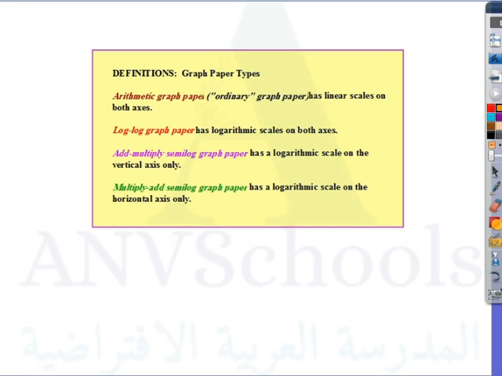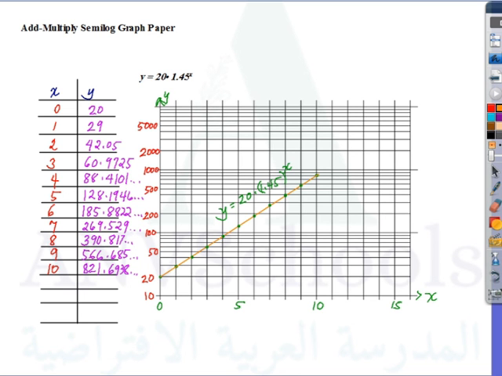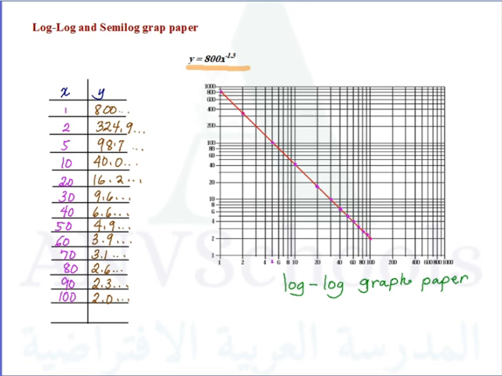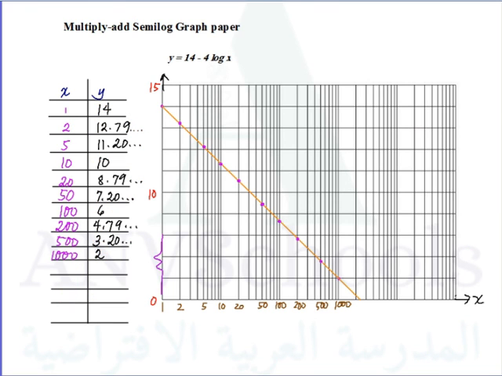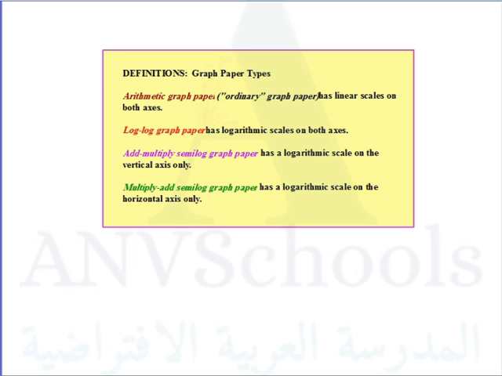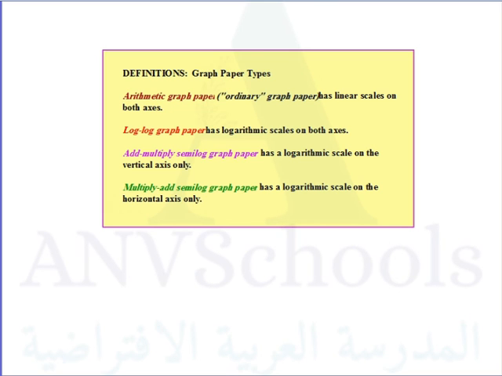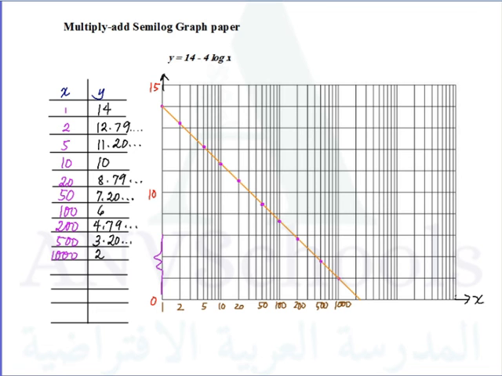While we have a log-log graph paper, which has logarithmic scales on both axes. So the log-log graph paper is like this. Okay, it has scales. Note that for both axes, this is our x-axis. Why did I forget to label it? So this is our x-axis, and this is our y-axis. Okay, so they have logarithmic scales on both axes, while the add-multiply semilog graph paper has a logarithmic scale on the vertical axis only. So here on the vertical axis we have logarithmic scales, but on the x-axis we have normal scales. And lastly, the multiply-add semilog graph paper has a logarithmic scale on the horizontal axis only. So note that it is only on the horizontal axis.